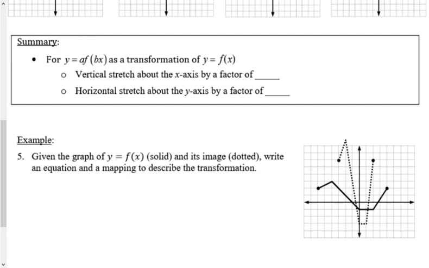So here we have the summary. If we have a function in this form, y equals a f of b times x, we have a vertical stretch about the x-axis by a factor of not just a, but we'd say the absolute value of a. The sign, we'd say, is a reflection. So it's only the size of the number that tells us the stretch factor. Horizontally, it's stretched by 1 over the absolute value of b. So again, it's the reciprocal of whatever that number is multiplied to the x's.